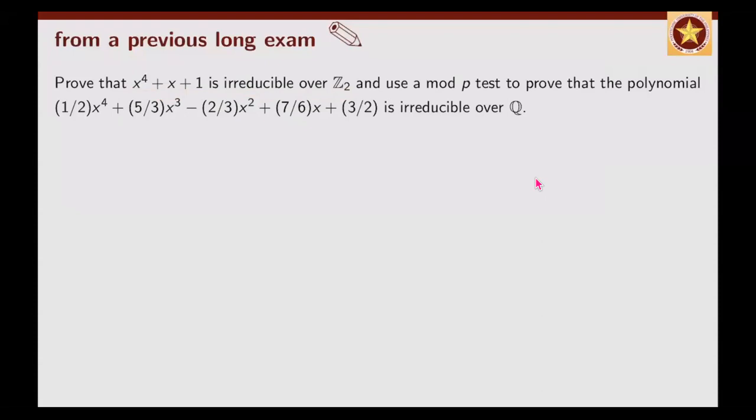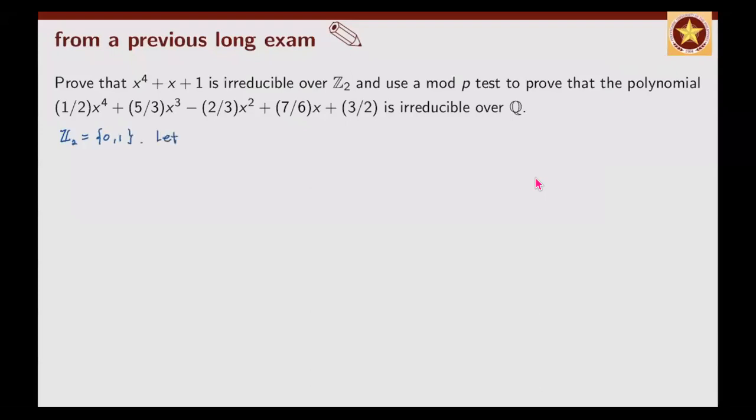Dahil ang degree nito ay 4 at higit na yun sa 3, hindi natin magagamit yung fact na kapag walang root, irreducible. Kasi yung idea na kapag walang root ay irreducible, nag-a-apply lang for polynomials of degree 3 and 2. Kasi you can see that dalawa lang naman ang elements ng Z sub 2, 0 or 1.